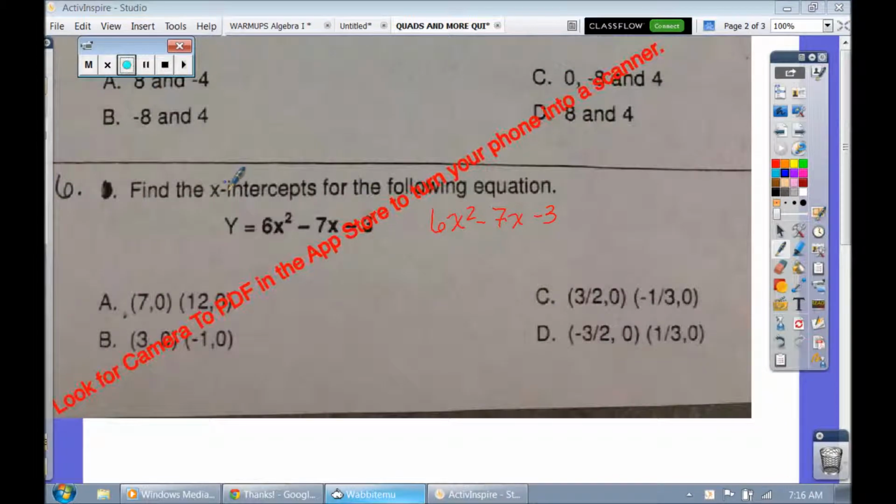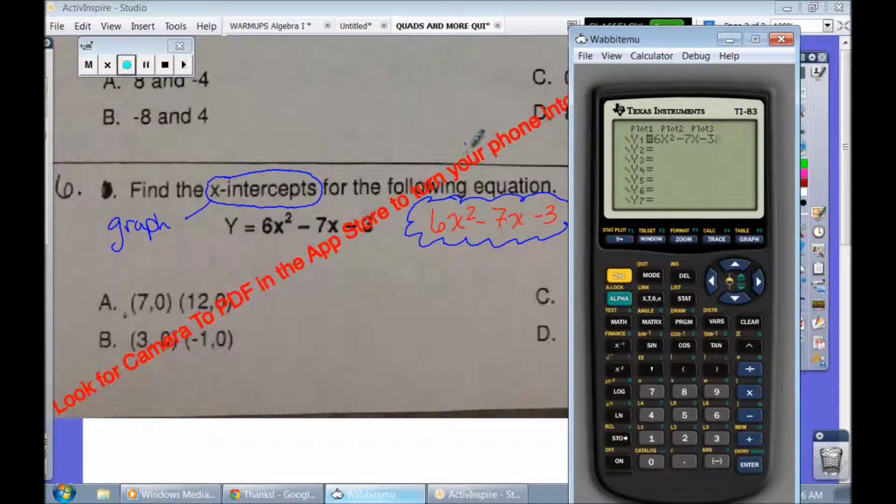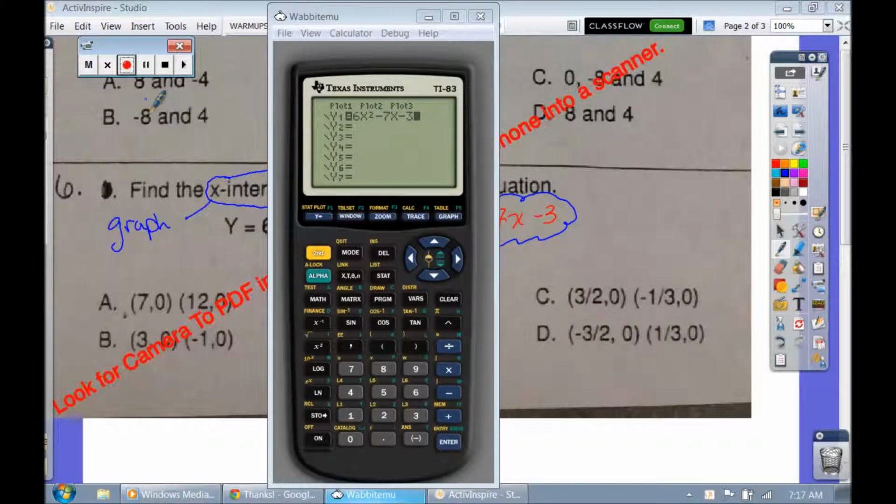Number 6, the x-intercepts, where it crosses the x-axis. So again, we're just going to do the same thing. We're going to graph this in our calculator. Now, since it's a very narrow parabola, I'm going to use the Z box, that zoom box, and I want to zoom in. That way I can just see where it crosses the x-axis a little bit better.